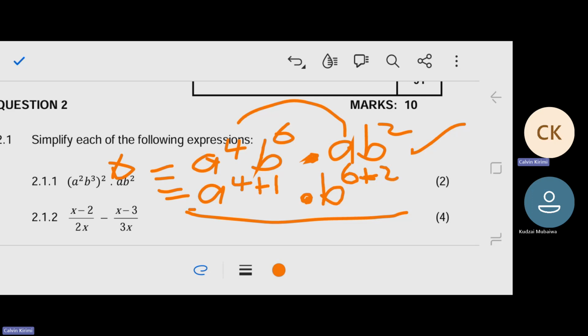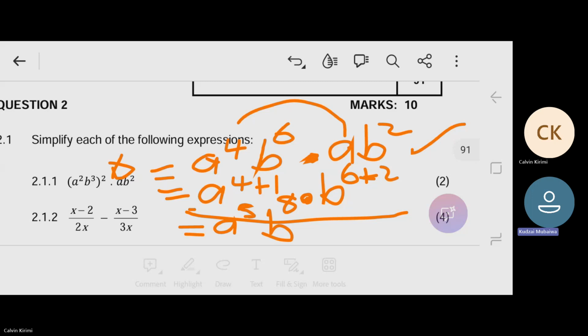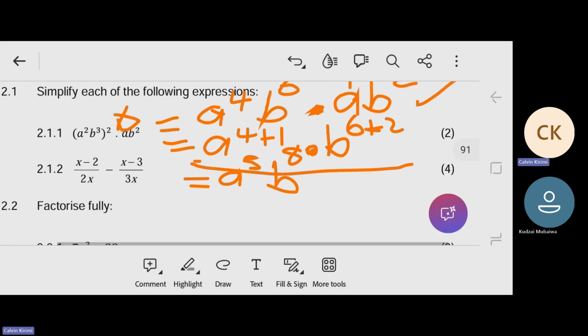So your final answer there is going to be a to the power 4 plus 1, which is 5. b to the power 8. Any question? No, sir. But you are still making mistakes. Tomorrow you are writing, you are making careless mistakes.